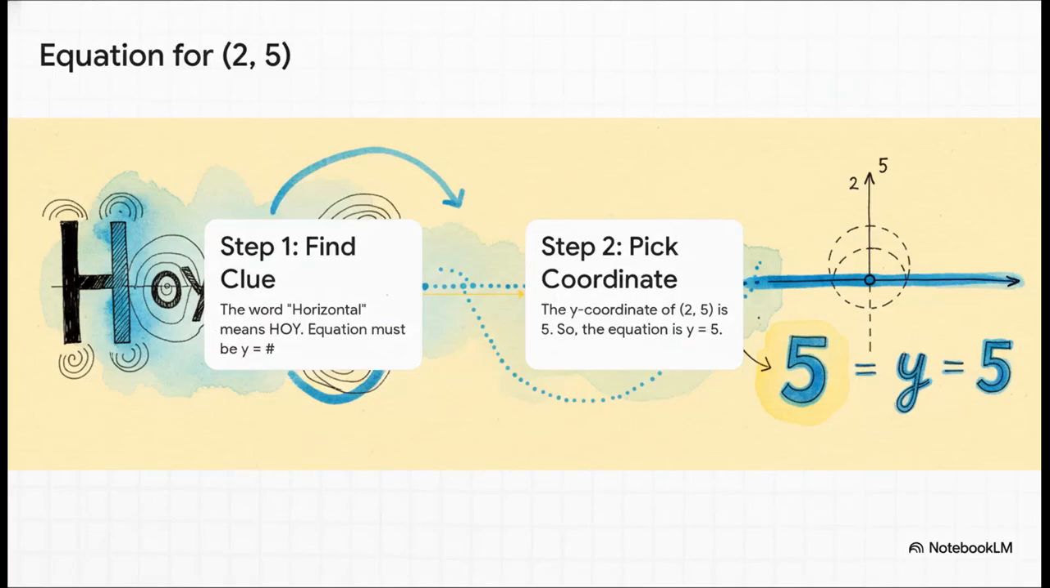Step 1, the second you see the word horizontal, that's your clue. That means HOY. And the y in HOY tells us the equation absolutely must start with y equals. Okay, so for step 2, we just look at our point (2, 5). Well, since our equation needs a y value, we grab the 5. And there's our equation, y equals 5.